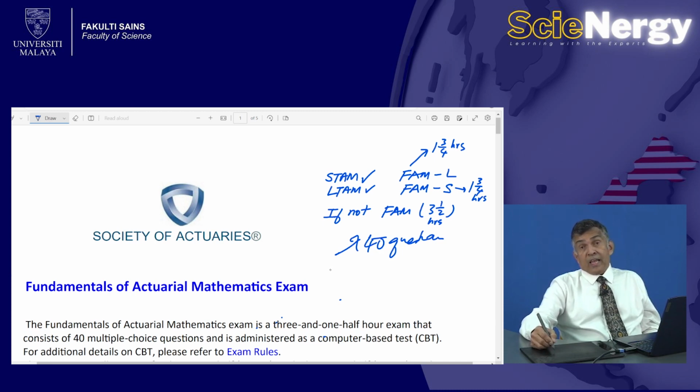Now, if you are looking at the transition period, until July 2024, and you only have to take the FAM-L exam, that exam is 1.75 hours long, and it only has 20 questions. And the FAM-S exam, you will take it if you have passed the LTAM exam before, and that will also run for 1.75 hours. Let me say it again, if you have not heard it correctly. The FAM-L exam will be 1.75 hours, and the FAM-S exam will be 1.75 hours.